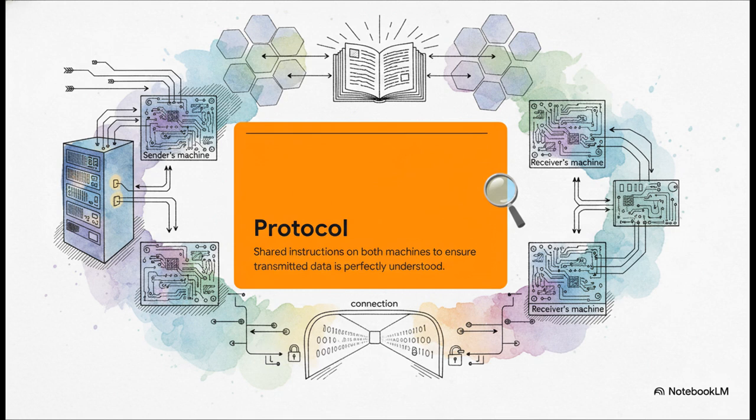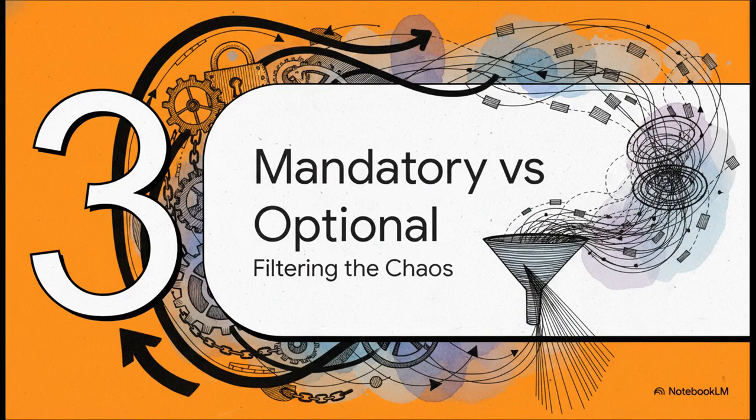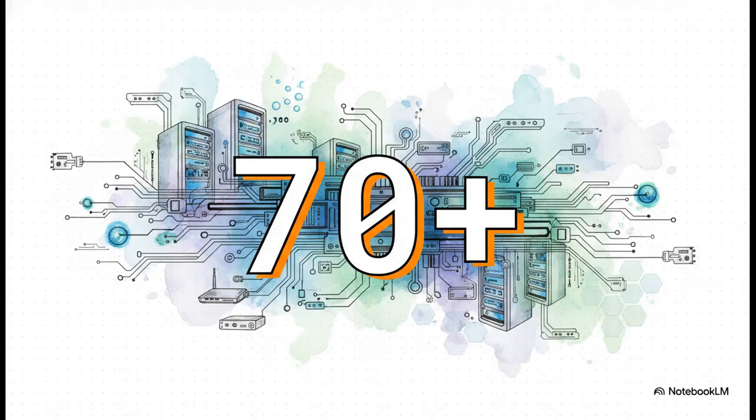So now that we know what a protocol is, let's look at the strict rules they actually enforce. Section 3, mandatory versus optional rules. Filtering the chaos. Get this, 70. That's a huge number, right? When your laptop talks to a server, there are over 70 different network functionalities working simultaneously to ensure your data arrives safely. It is a massive, highly coordinated operation running in the background every single time you click a link.